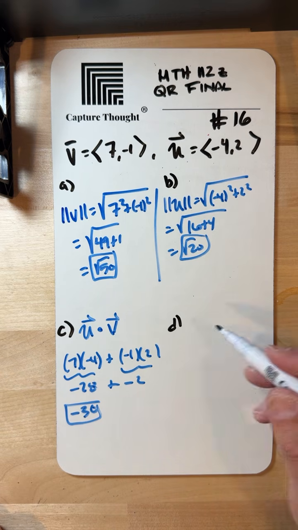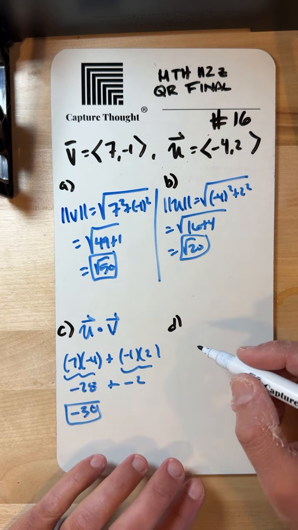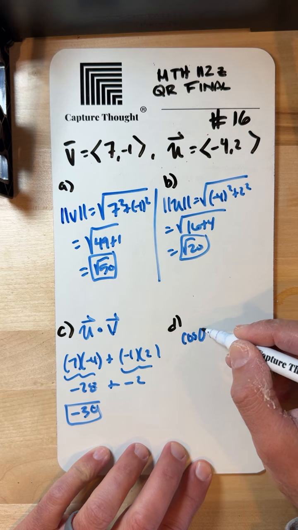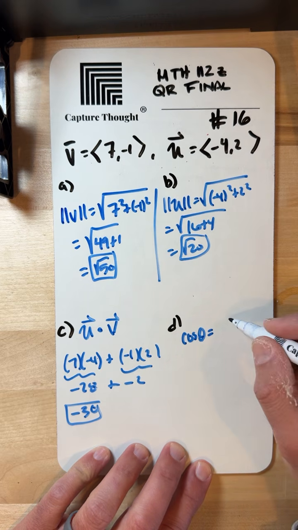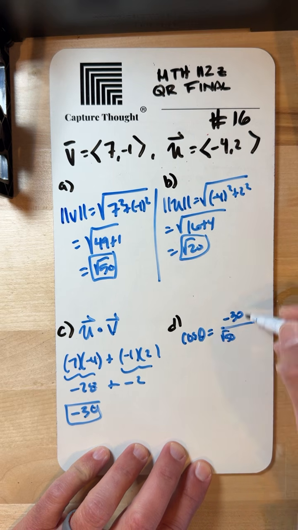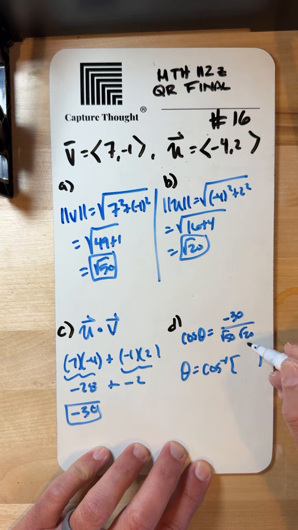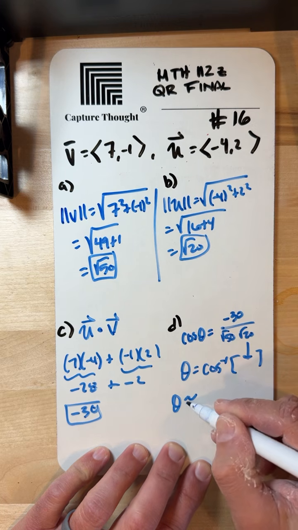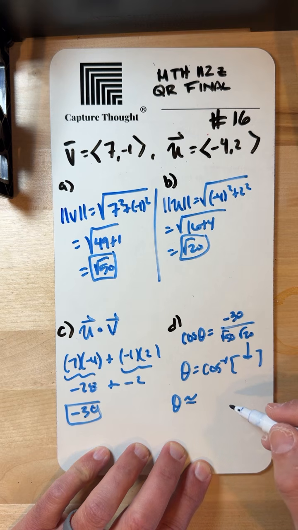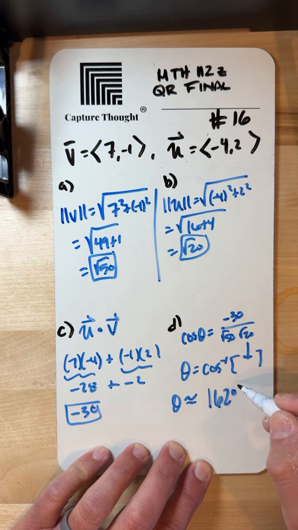And then part D says find the angle between those two vectors. So the formula is given at the top of the page. So we know that the cosine of theta is going to be u dotted with v, which is -30, divided by magnitude v, which is root 50, times magnitude u, which is root 20. So therefore, theta is the inverse cosine of whatever you get in the calculator when you do that. So my calculator is giving me about 161 and some change, and the directions say round to the nearest whole degree, so I'm going to say 162 degrees.